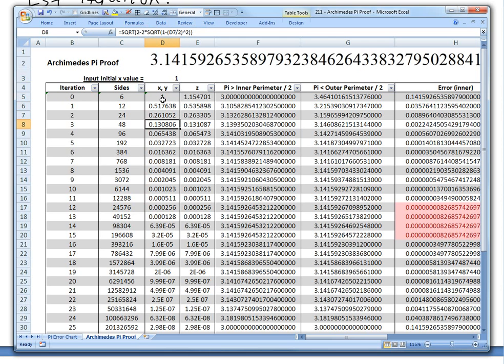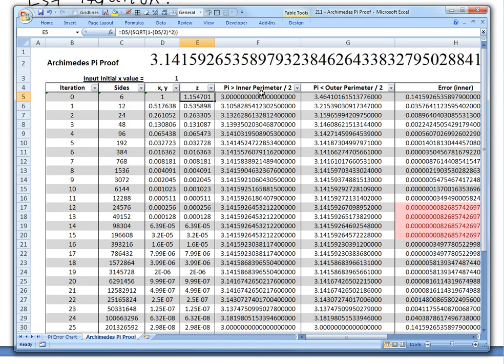So this is the initial x, and then the new y is going to be the new x. And as you can see, it gets smaller and smaller every time we double. So we double the sides, 6, 12, because we're doubling it. And then the z is just going to be that formula I derived. So we're going to get z's here.